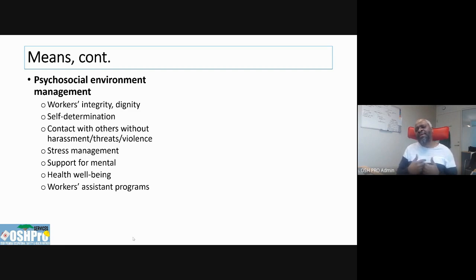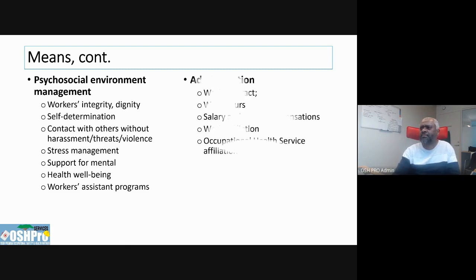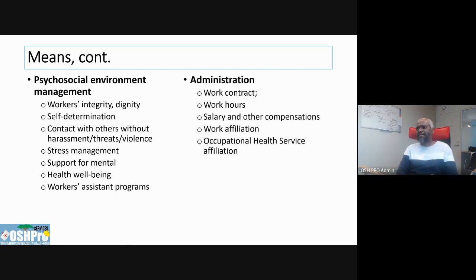The employees should be helped with understanding the stress and stress management. They should get support for mental health and well-being, that when they are stressed, and when they are frustrated, when they have problems from home, then they should get support to help them in their mental well-being. There should be workers' assistance programs that can help the employees somehow.